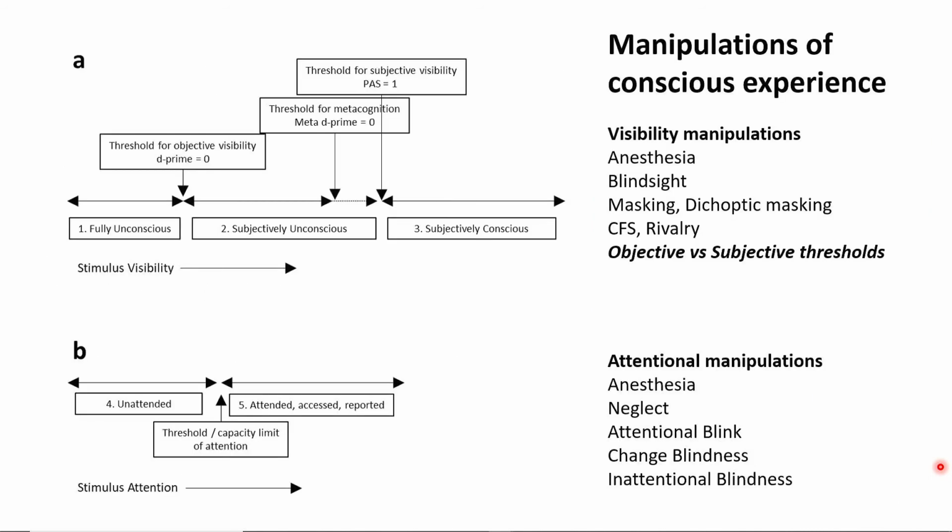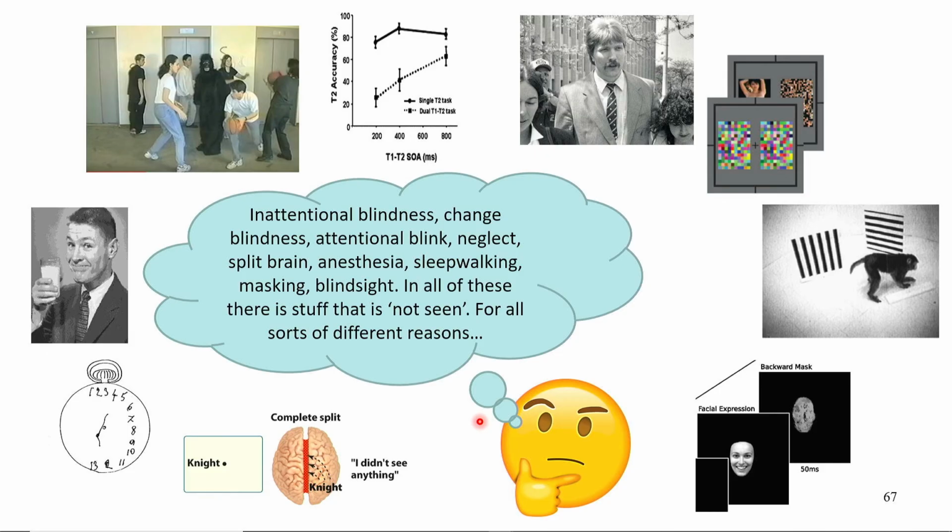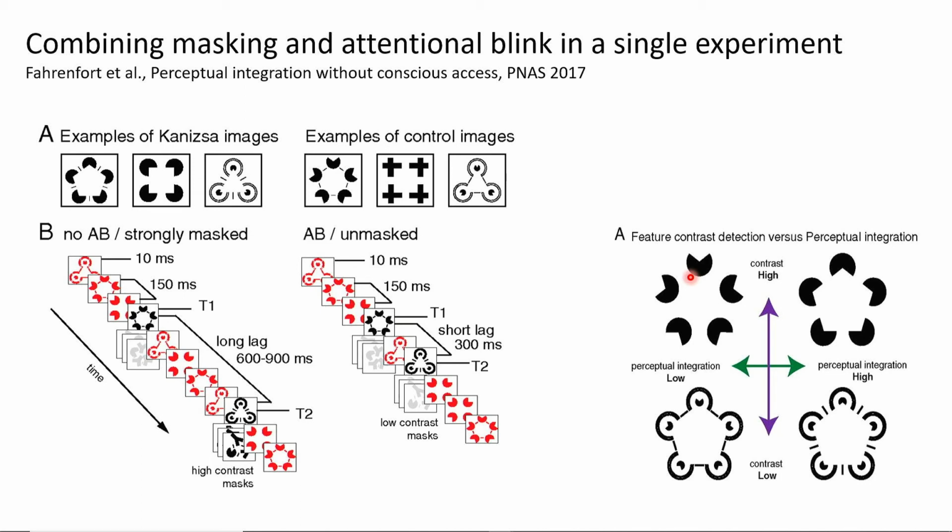And what you have here are, of course, fairly different manipulations of conscious experience. You have these visibility manipulations, like anesthesia, masking, rivalry, which I've talked about, and then you have these more attentional manipulations. All sorts of different reasons, basically, for people, at least introspectively, having the idea that they didn't see anything. And indeed, these different reasons for not seeing things can have fairly different neural consequences.